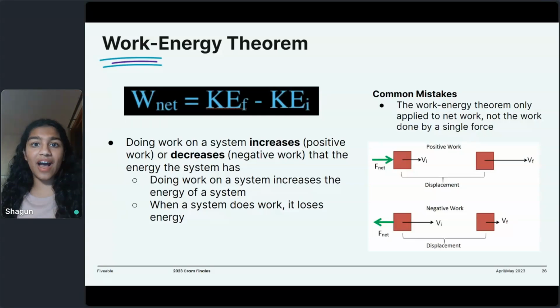However, for example, if you have some friction, or the net force is moving in the opposite direction of the velocity, then displacement is going one way, but the force is going the other way. So that total angle between the force and the displacement is 180 degrees. And cosine 180 is -1. So therefore, that force is doing negative work.